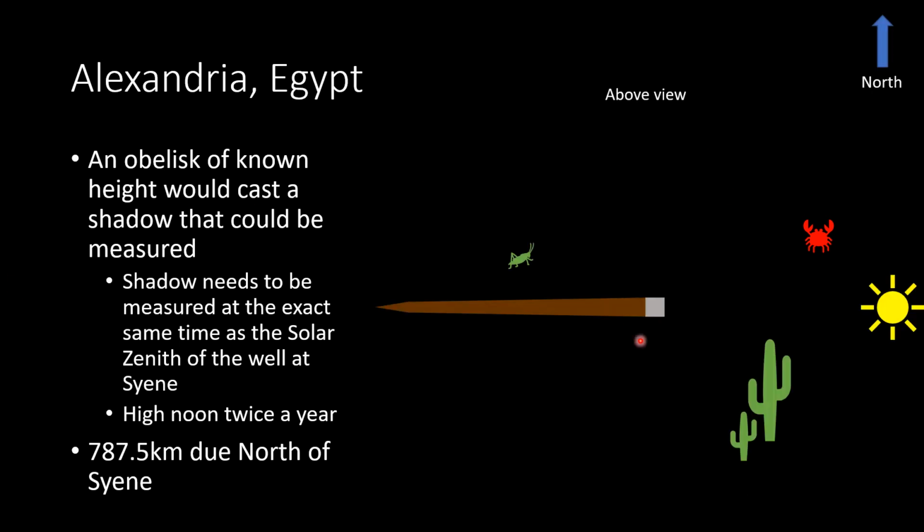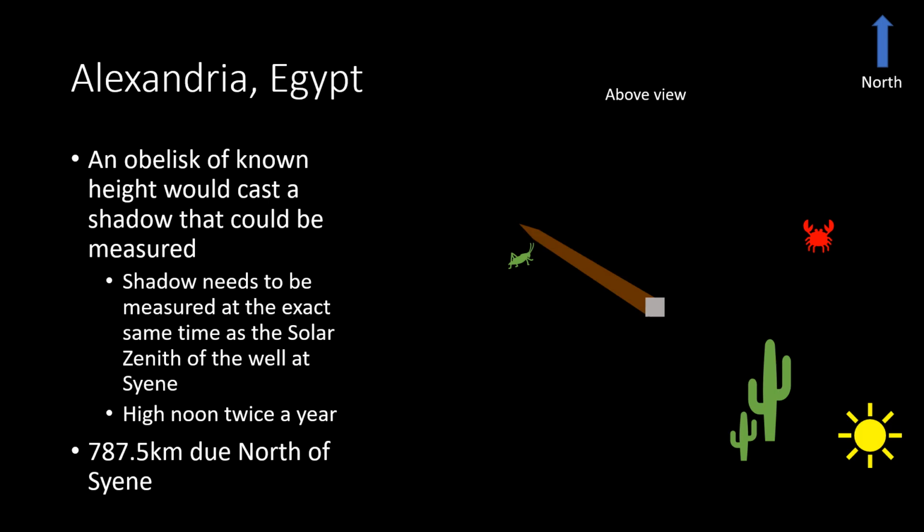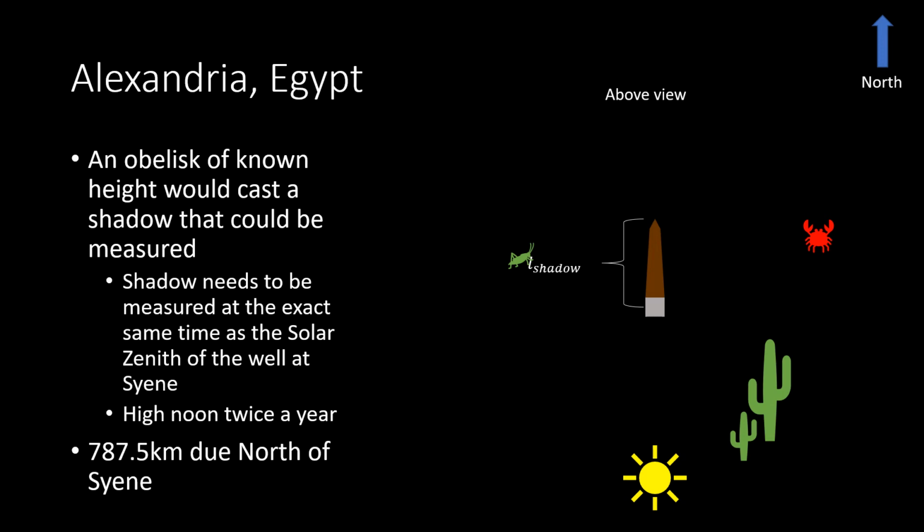So this is the above view. Here's the obelisk looking up. The point would be right there, pointed at us. If the sun rises in the east, the shadow would be very long and heading off to the west. A bit later in the day, the shadow would get shorter, but it would still point west and begin to move towards the north. And then at noon is when you would be making your measurement.